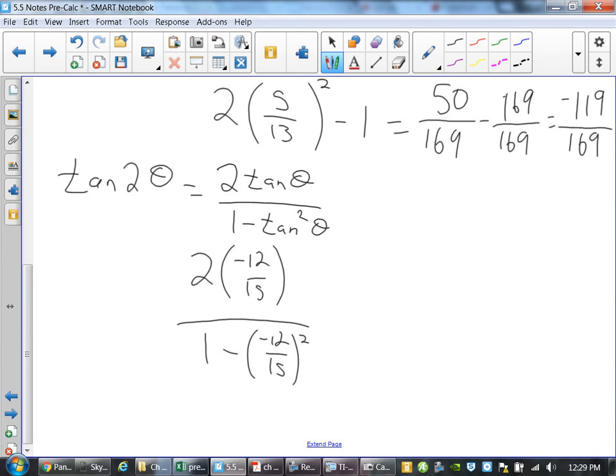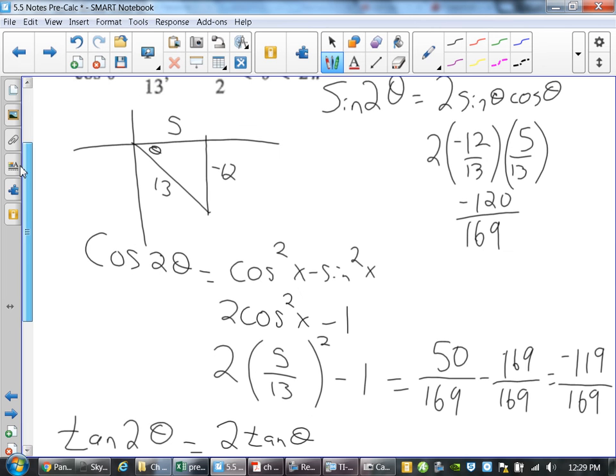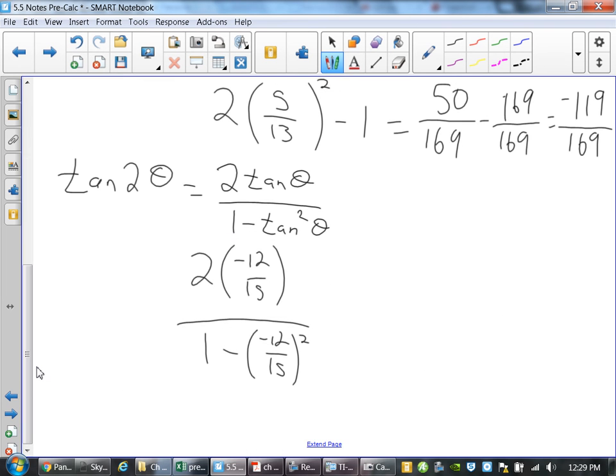I can do that. Wait, is that a 15 on the bottom? Shouldn't it be 13? Oh, it's supposed to be 5, negative 12 over 5. I don't know why I wrote 15, I'm sorry. It's negative 12 over 5. I read it wrong. Now, that's one way to go about doing that.